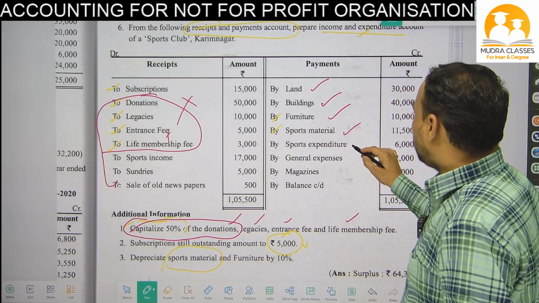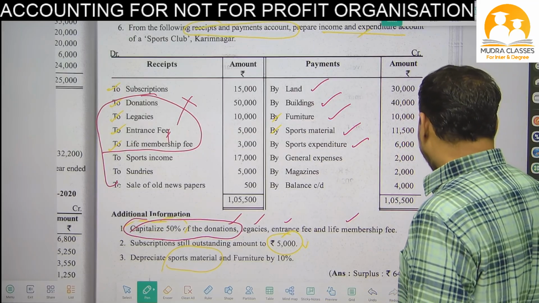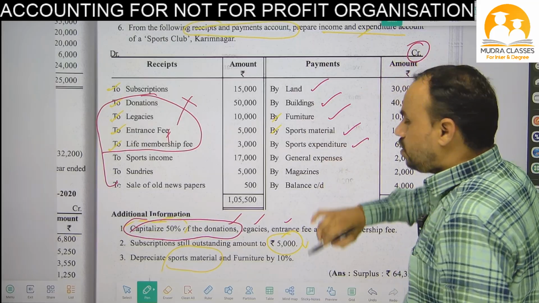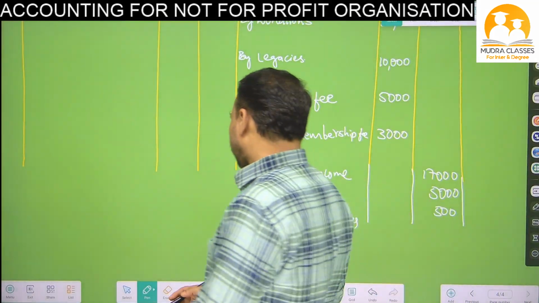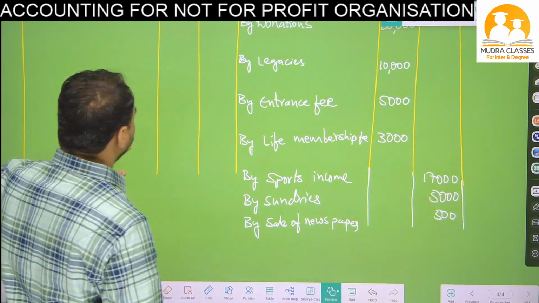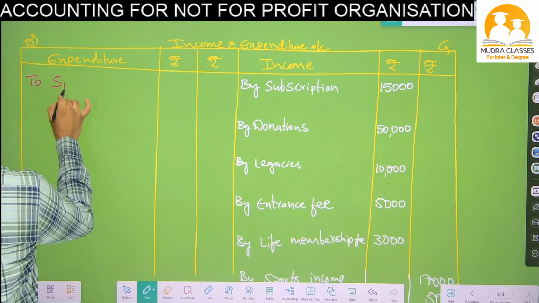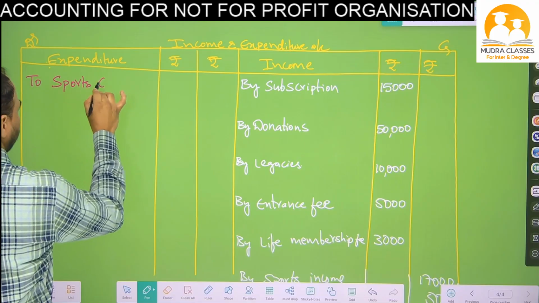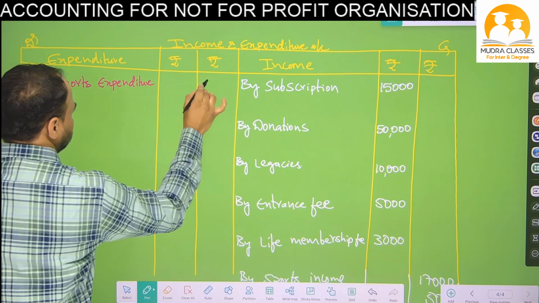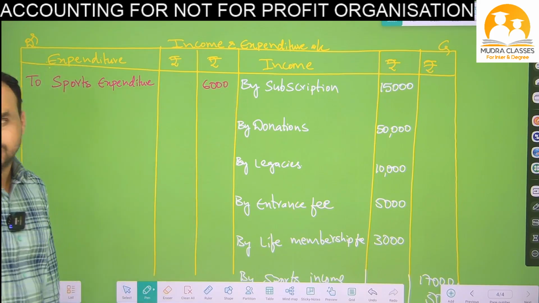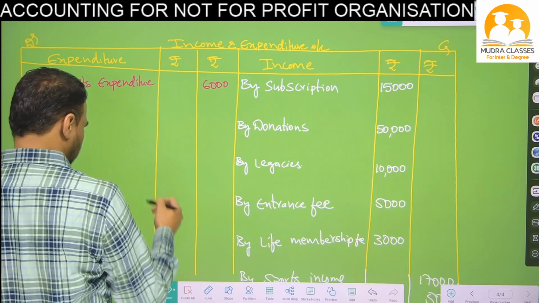Okay, next is sports expenditure given, yes we will write. Sports expenditure is a regular expenditure of the not for profit organization. In the question it is given on the credit side, in the answer we will write it on the debit side, sports expenditure account 6,000 rupees. So here I will write "To sports expenditure 6,000 rupees." Okay, are you able to see this one, Rana?